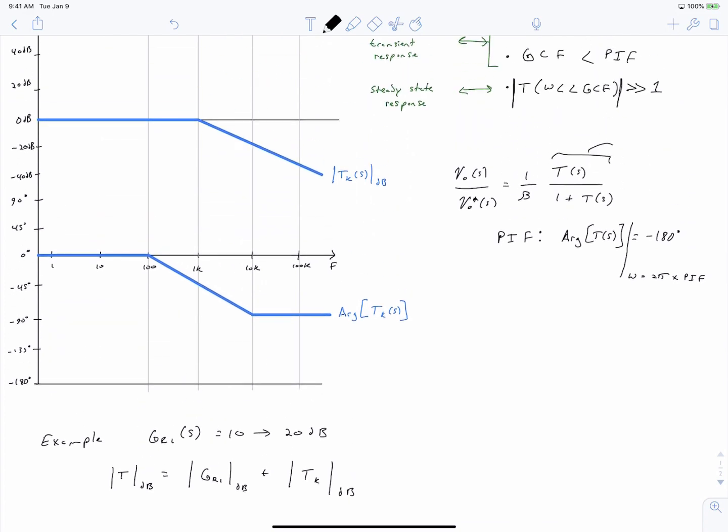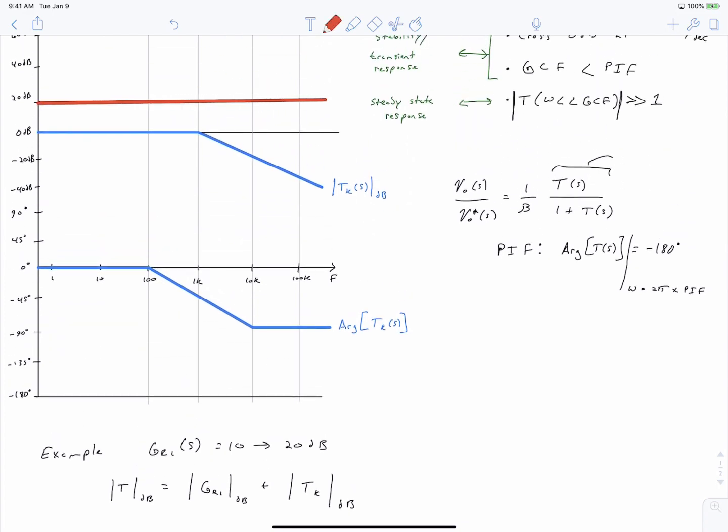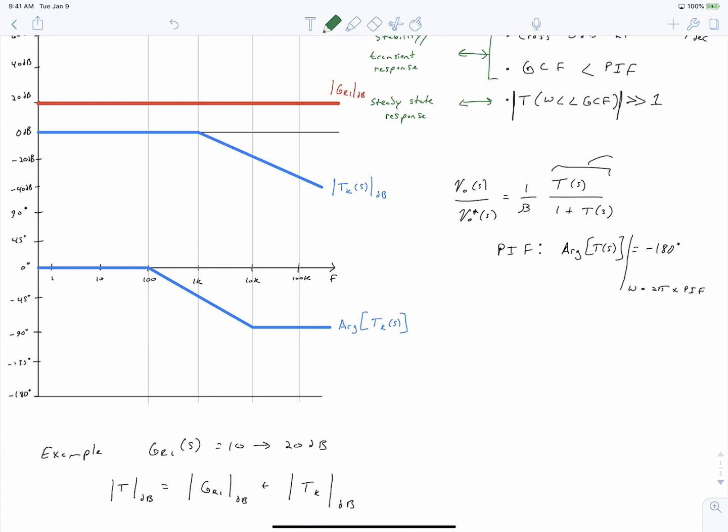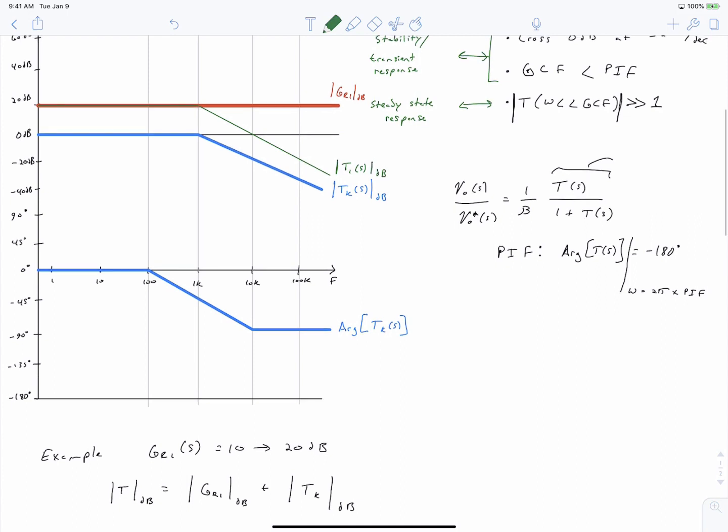So we can add this on to our plot up here. We'll sketch a single red line at 20 decibels, and then we'll sketch the combined transfer function of the actual loop gain of our system. So we're going to add these two, which just shifts this blue curve up by 10 decibels. So if we draw that, my drawing is a little bit skewed, but the point is that this green line and this blue line should be parallel as they decay down. All we've done is shift the blue line up by 20 decibels. And right here, we now have a gain crossover frequency.